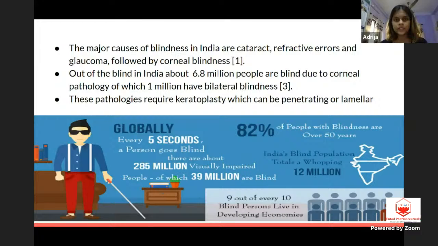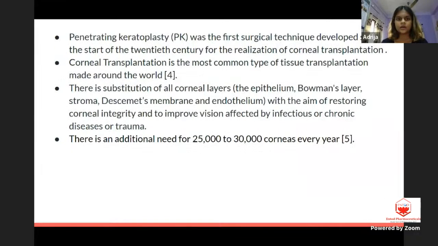Now, looking at the problem in India, the major causes of blindness are cataract, refractive error, glaucoma, followed by corneal blindness. 6.8 million people are found to have a corneal pathology, out of which 1 million have bilateral blindness. These pathologies might all require keratoplasty, which can be penetrating or lamellar type.